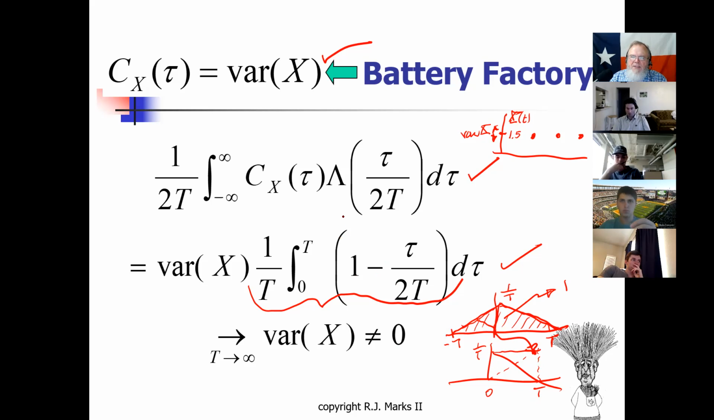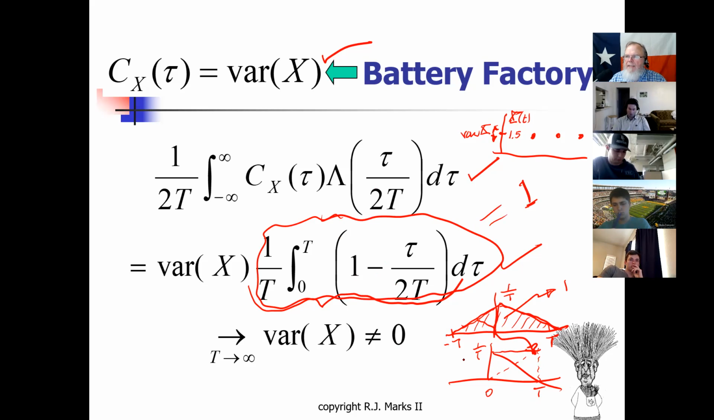So therefore, this integral is always equal to 1. Not too exciting, right? That integral is always equal to 1. And in that case, this criterion that we have turns out to be the variance of x, because that's the thing that's carried along here, the variance of x, and that's not equal to 0.